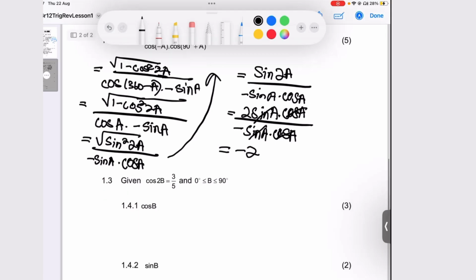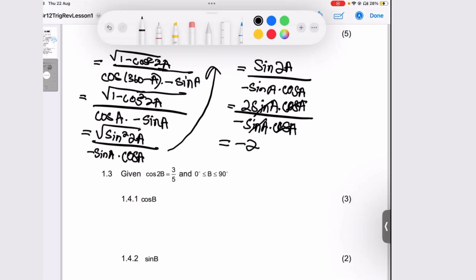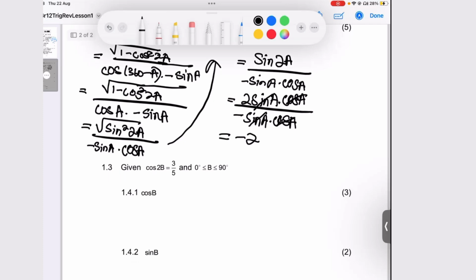Now in the next question, you are given that cos 2B is equal to 3 over 5. B is between 0 and 90 degrees. Find the value of cos B. So you need to try to change cos 2B into cos B, and to do this, we're going to use our double angle formula for cos. So cos 2B we know is 2 cos squared B minus 1.